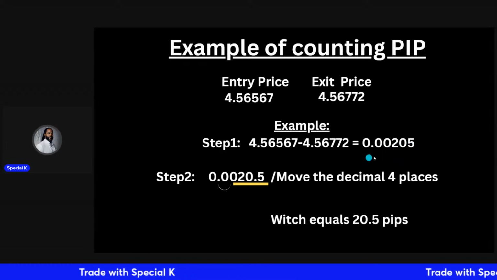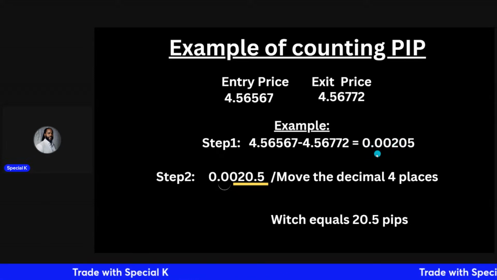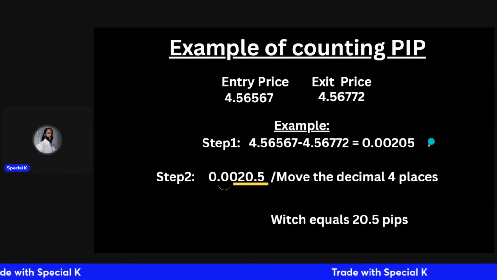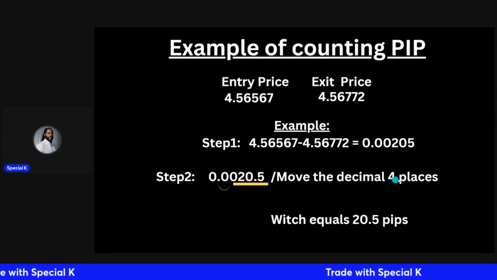as a placeholder and it'll give you a number. Then you move the decimal. What I'm going to show you is a simple way of just moving the decimal and making it easy. So you take 0.00205, which is on step 2, right here. And you're going to move, because the pip is in your 4th place, right?